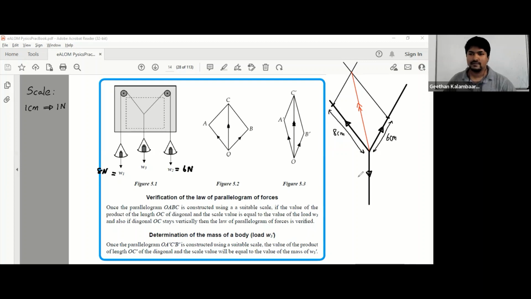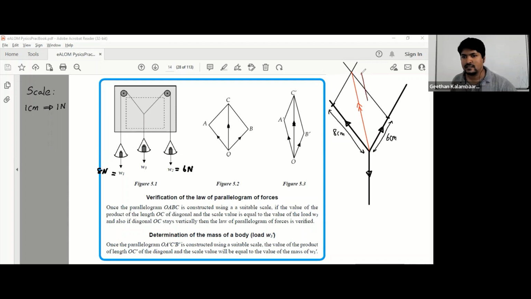So what we need to do is draw it. We need to do the practical perfectly. If you have done the practical perfectly, this diagonal must be a vertical line, because this is always vertical, nothing else. So this has to be vertical. Now what you do next is measure this length.